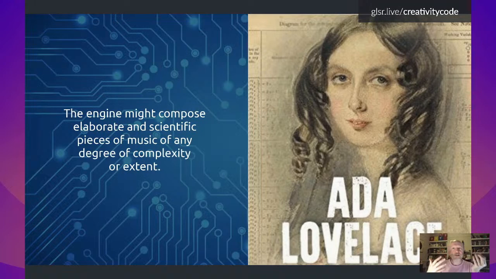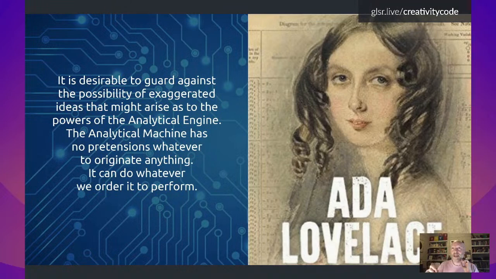But Lovelace had a word of caution about the role of the machine in this creative process. And she wrote, it's desirable to guard against the possibility of exaggerated ideas that might arise as to the powers of the analytic engine. It has no pretensions whatever to originate anything. It can do whatever we order it to perform. So she's still seeing that it's the human ultimately who's the cause of this creativity, and the machine is just implementing the ideas of the human.